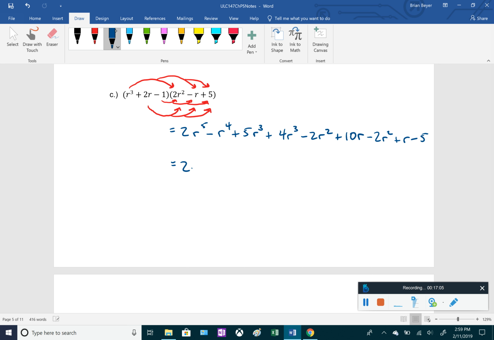Combine like terms, 2r to the 5th. We have only that r to the 5th term. We only have 1r to the 4th term. Combine the cube terms, we get plus 9r cubed. Combine the squared terms, we get negative 4r squared. Combine the r terms, we get plus 11r, and then minus that 5. And we're done with that one.